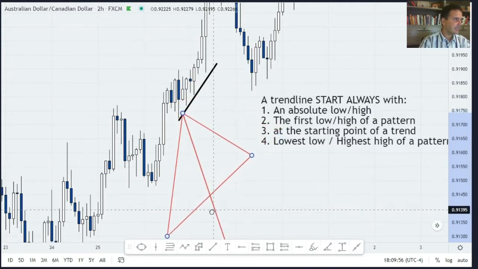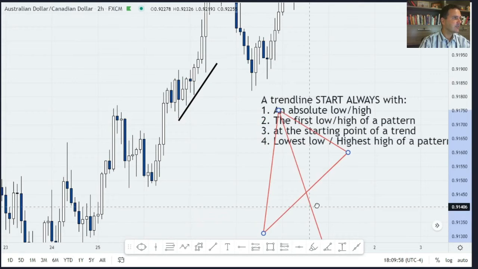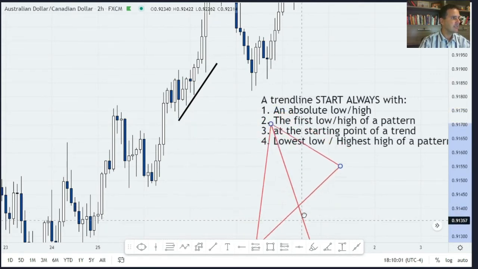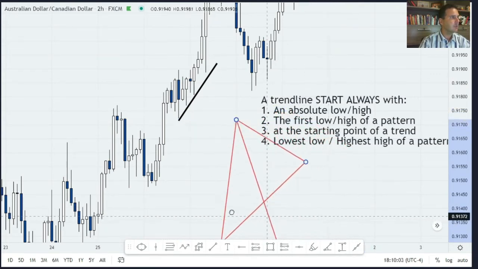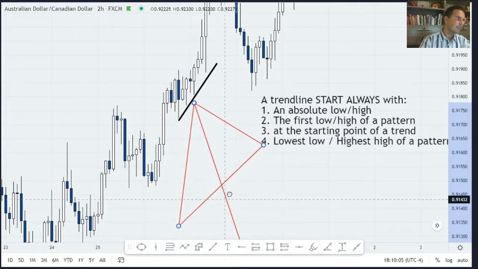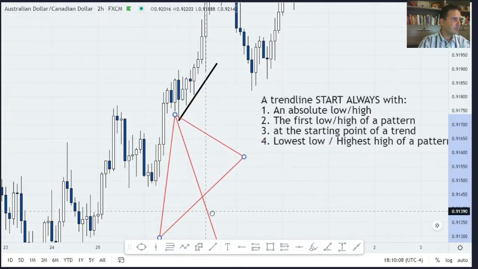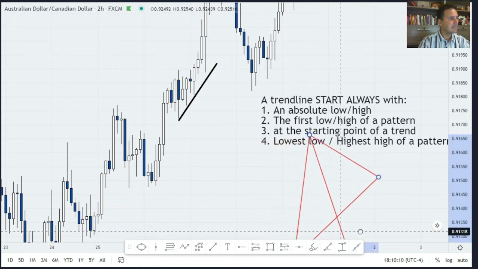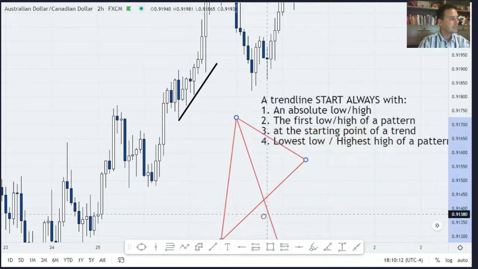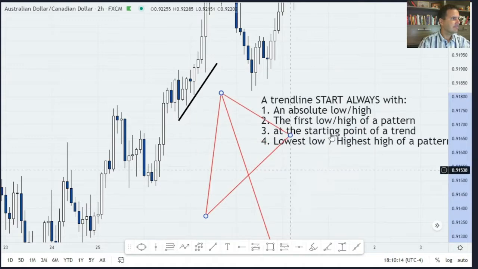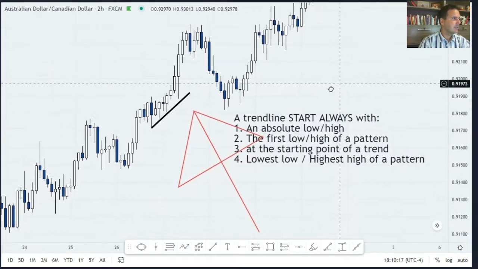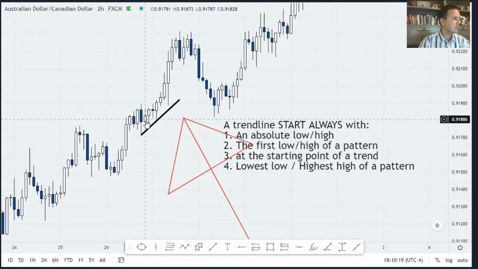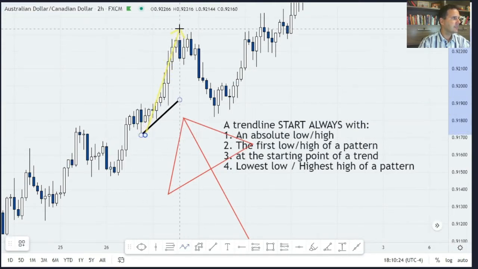Okay, let's focus here. Is this an absolute low? No, it's not. Is this the first low of a pattern? Not really. Is this at the starting point of a trend? Not really. I mean, yes, this is a low. So this is a low, this is a high, this is a low, and this is a high.